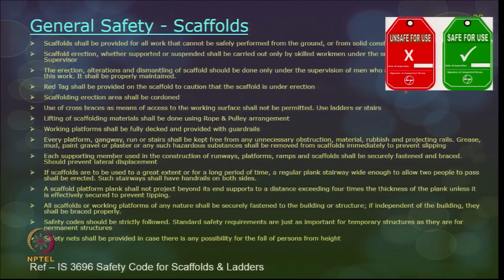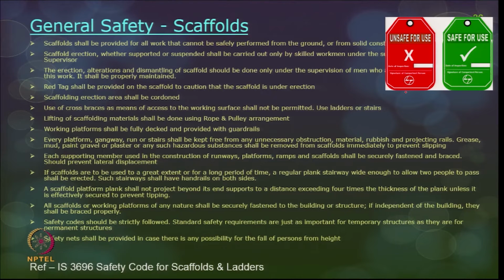A scaffold platform plank should not project beyond its end supports, and again these dimensions we have discussed earlier. And all scaffolds or working platforms of any nature should be securely fastened to the building or structure, and if they are independently standing away from the building, then there should be adequate supports to prevent tipping of the scaffold. And there should be cross braces to prevent the collapse of the scaffolds.